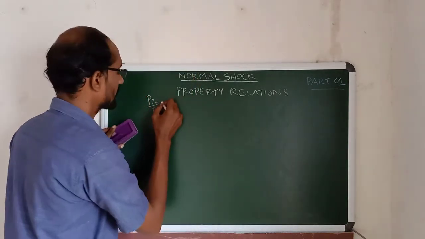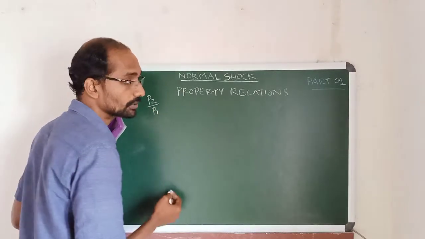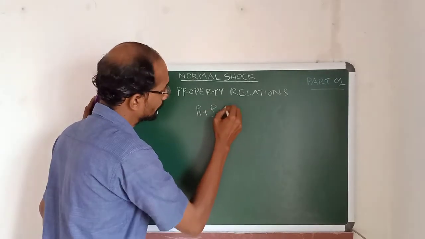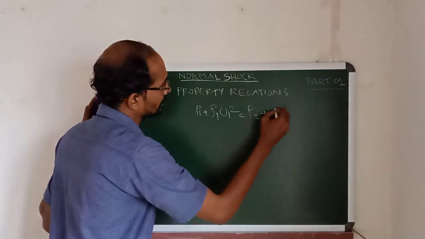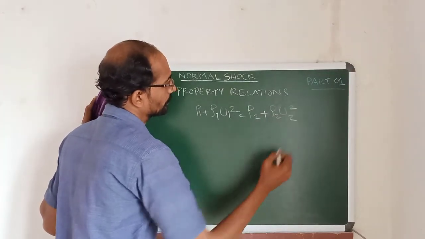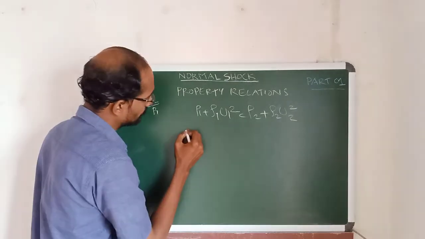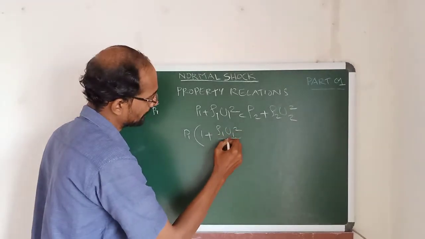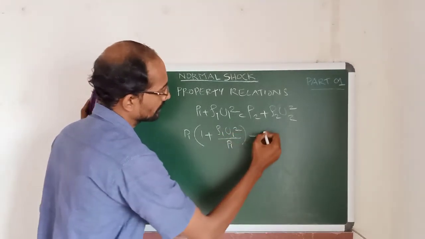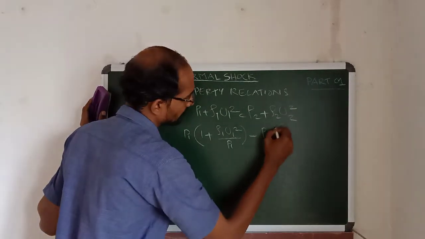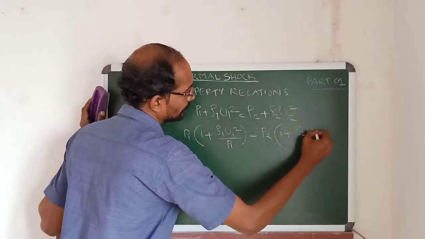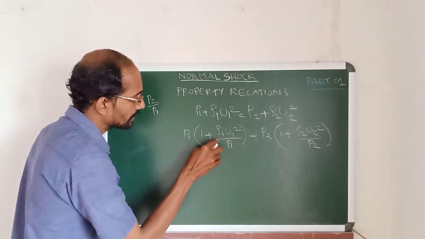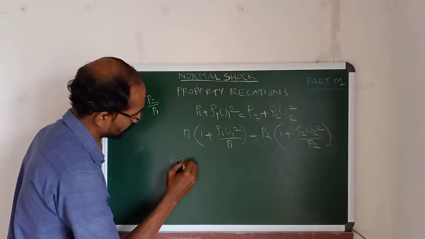So we are going to have another expression for T2 by T1. This time we are going to rely on the momentum equation. So what is the momentum equation? The momentum equation is P1 plus rho1 u1 square equal to P2 plus rho2 u2 square. Okay, now let me take P1 outside. So this is rho1 u1 square by P1 equal to, here also we will take P2 outside, 1 plus rho2 u2 square by P2.